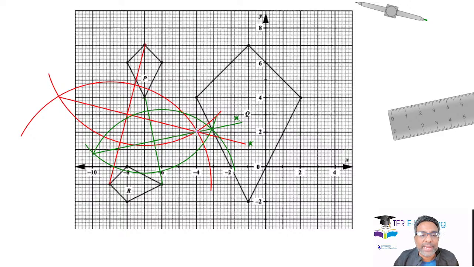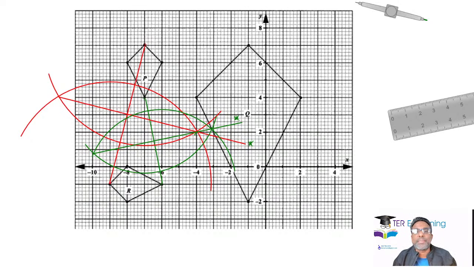If you notice here, they are intersecting at this point, -4, 2. That particular point is what we call the center of rotation. Now, I've done something here so that you can see exactly what I'm referring to when it comes to the center of rotation.